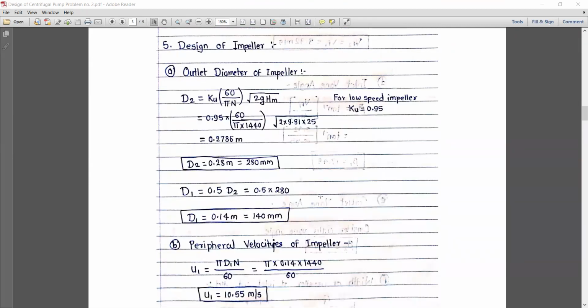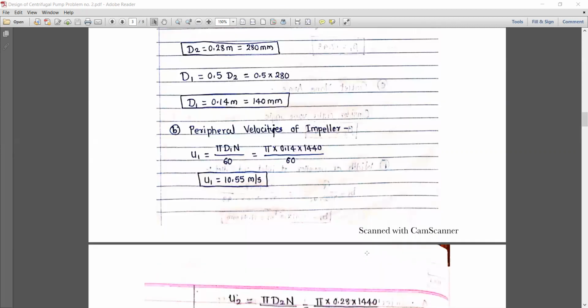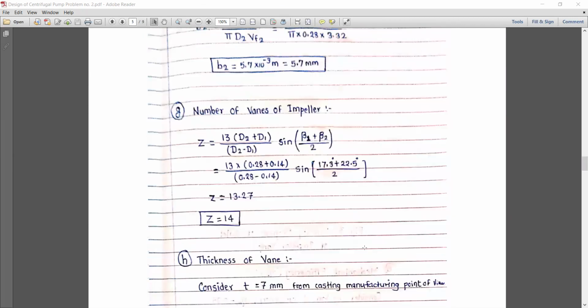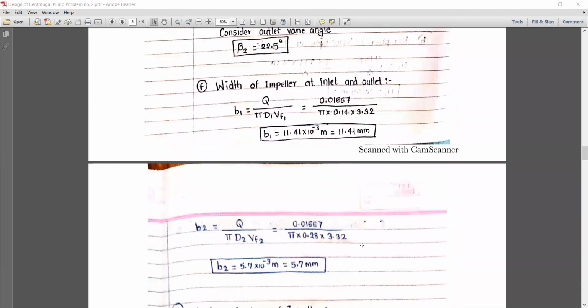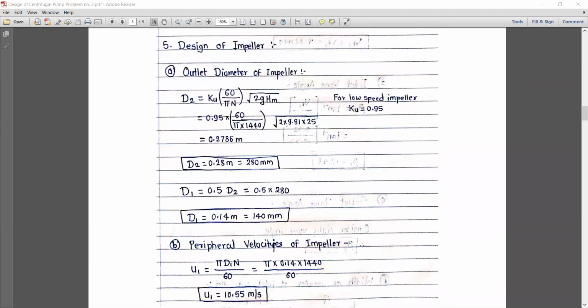Now next, the design of impeller. The design of impeller contains different steps, different components, different parameters. Let's see one by one. First of all, the outlet diameter of impeller. You can calculate the outlet diameter of impeller through the velocity triangle diagram. Okay, so here you can see the velocity diagram.